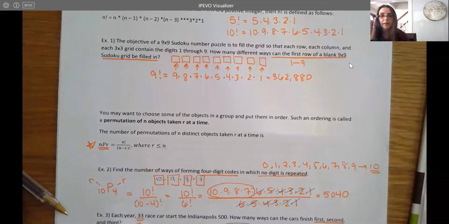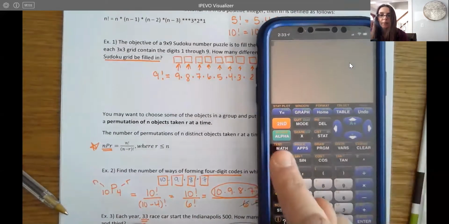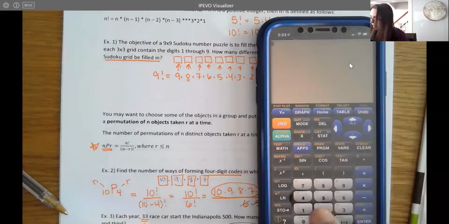Now you can also do a lot of these calculations on your calculator. So I'm going to just take out my TI-83 calculator here and show you some tips. These tips are going to be found under the math key. And one thing we can do is we can do those factorials. So let's say I wanted to do 10 factorial.